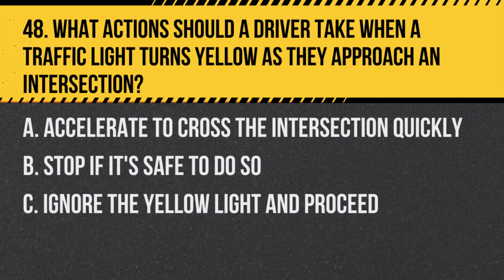Question 48. What actions should a driver take when a traffic light turns yellow as they approach an intersection? A. Accelerate to cross the intersection quickly. B. Stop if it's safe to do so. C. Ignore the yellow light and proceed. Answer: B. Stop if it's safe to do so. A yellow light means prepare to stop.